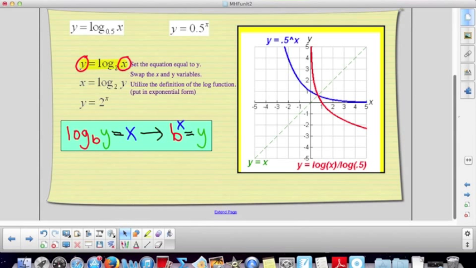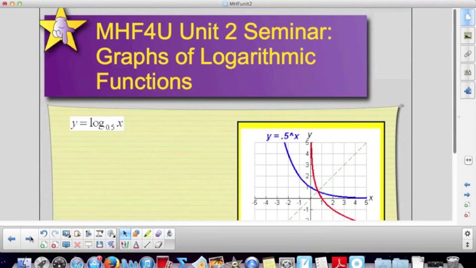Okay, now we're going to talk about how to actually draw a graph, come up with the table of values. So, see, we have y is equal to 0.5^x, and y is equal to log x to the base of 0.5. Let's start with that, okay? So, let's move to another slide. We have y is equal to log of x with my base of 1/2.